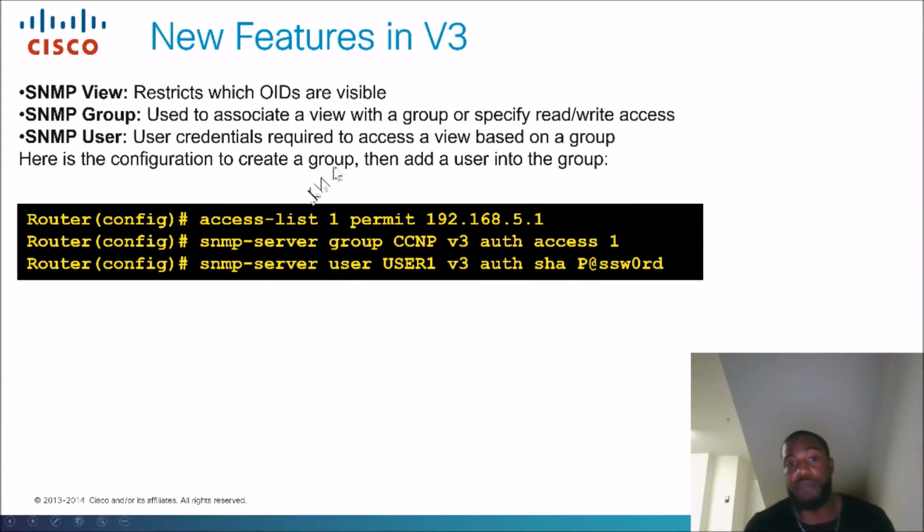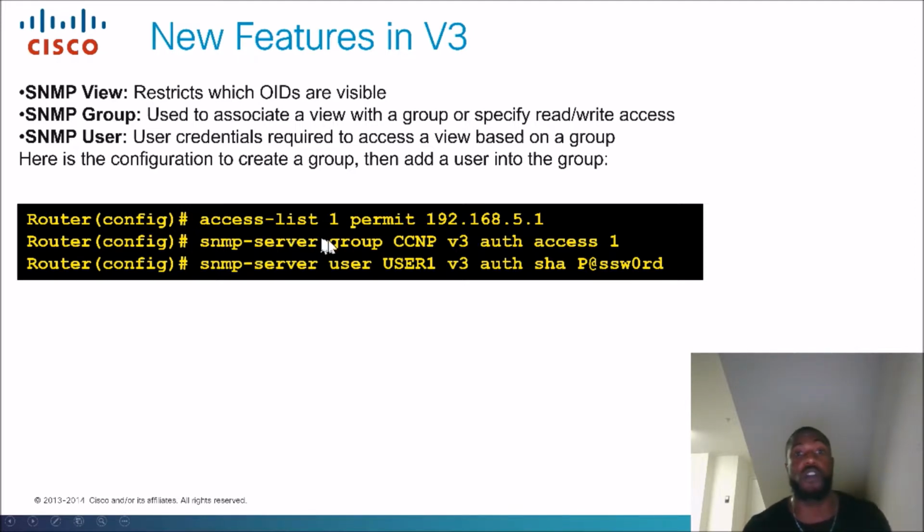Just like SNMP version 2, it's recommended you create an access list so that not everybody can access your devices via SNMP. So you create an access list, put the IP address of the device that's going to be polling the network device, and after that you create a group. Now groups are used to associate a view with a group or specify read and write access, right? So you do SNMP. It's pretty self-explanatory, pretty intuitive here, right?